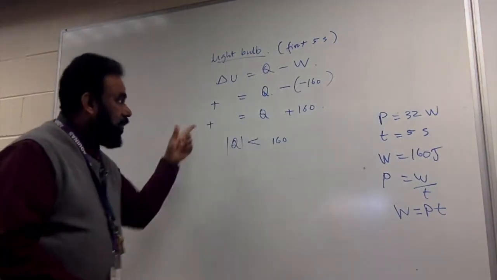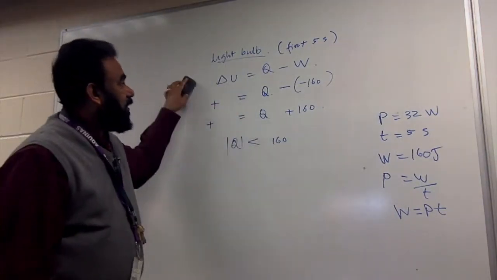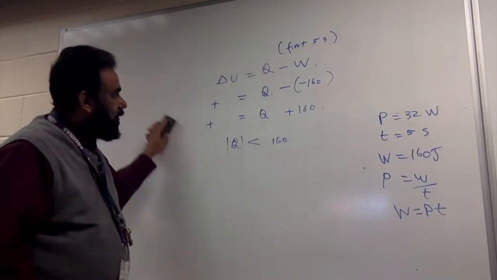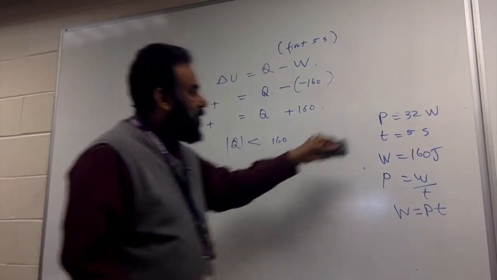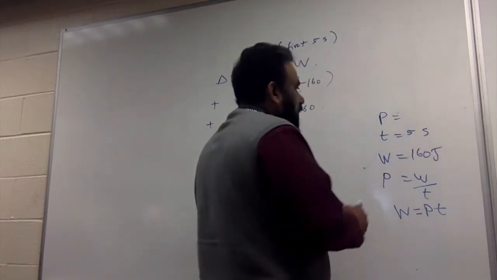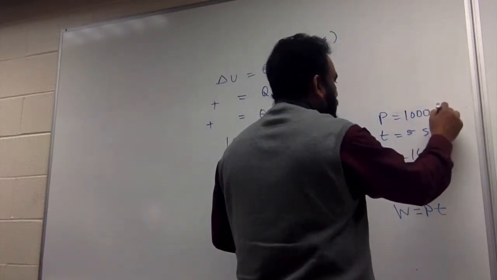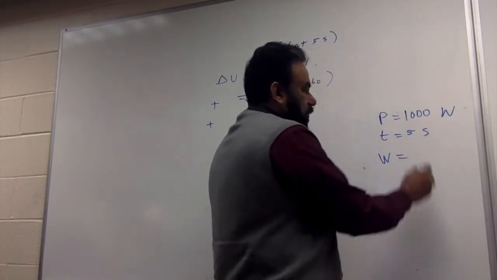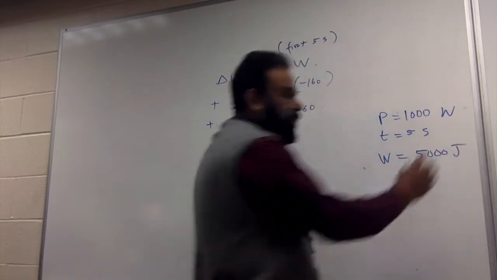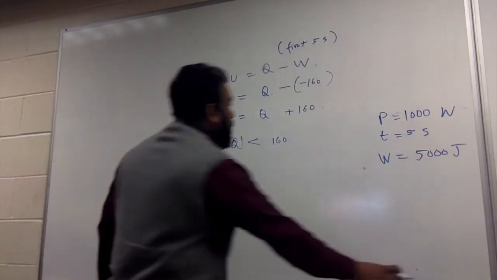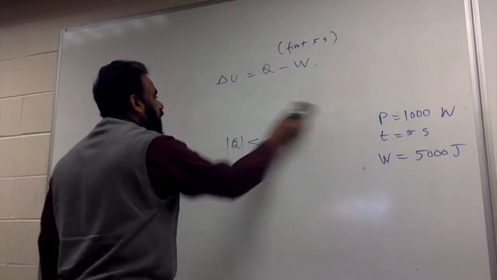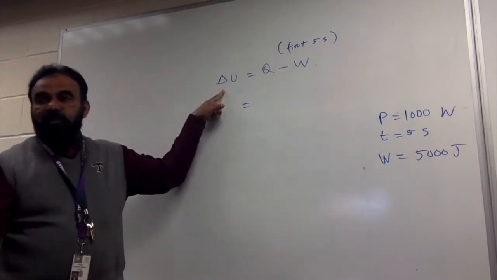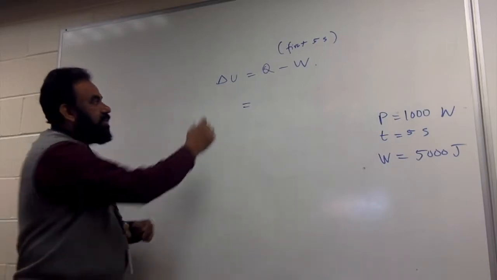Now another example that you can quote is not a light bulb but a hot plate. Let me give you the wattage of the hot plate: 1,000 watts. That means 5,000 joules in 5 seconds. So for a hot plate, how does this work? Is the temperature of the hot plate increasing in the first 5 seconds? Yes, so that's positive.